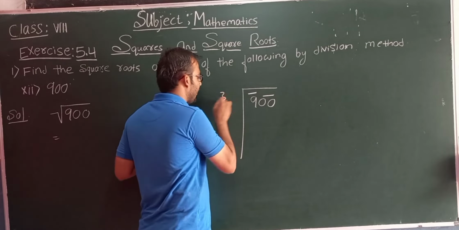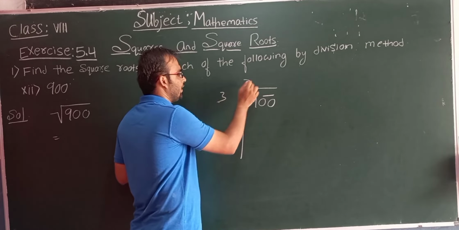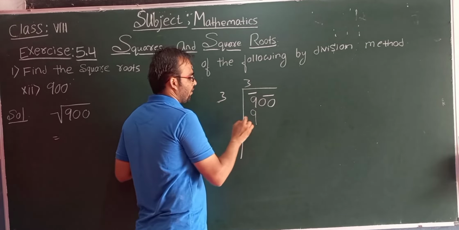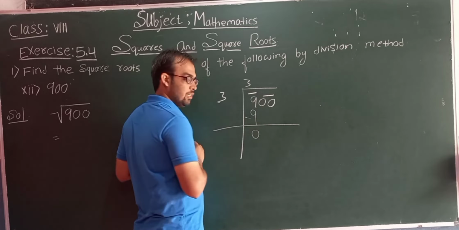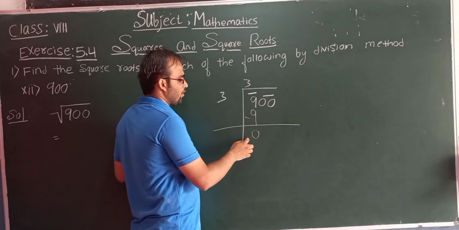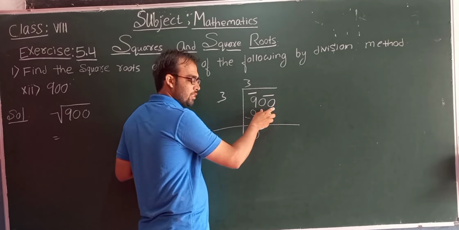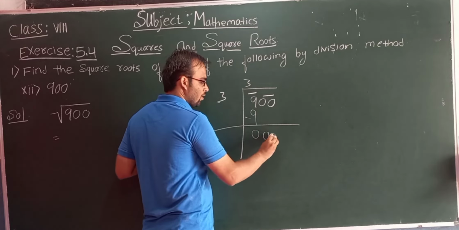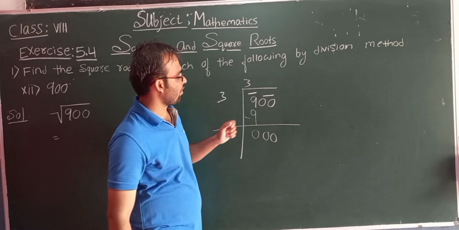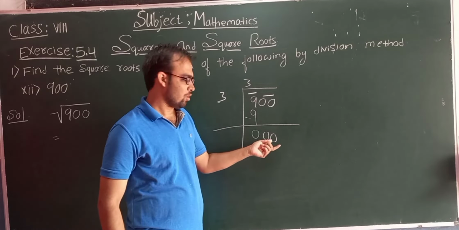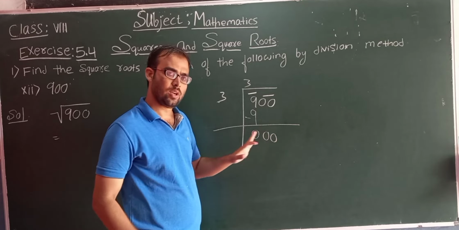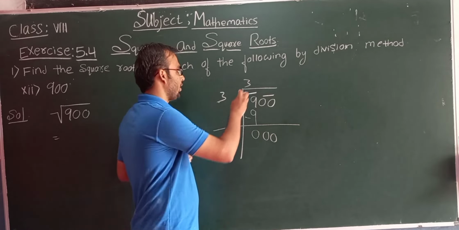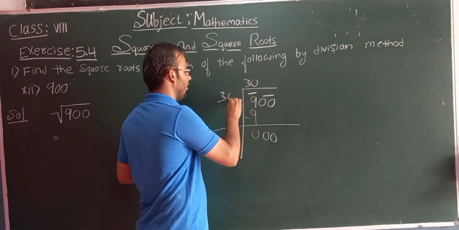If I have taken here 3, then 3 3s are 9. So 9 minus 9 is what, students? 0. So here there are two digits now, so bring them down. Now look at here, students, when we have brought down these two digits, what is the remainder? 0 0. So we have to write 0 here and here.